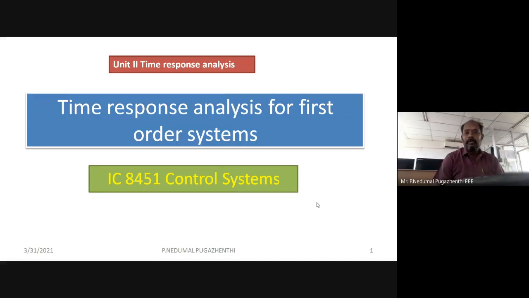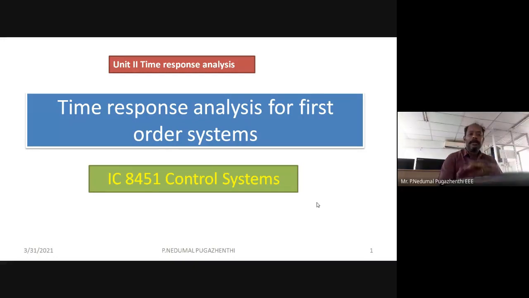Okay, I will be providing a general brief description about today's class, and we are starting our new unit today. It is Unit 2, Time Response Analysis. Under that, we will be focusing on time response analysis for a first order system. This falls under Unit 2, your time response analysis.